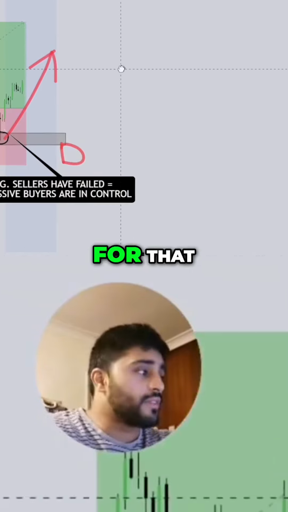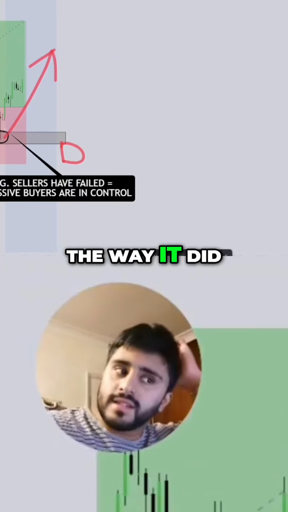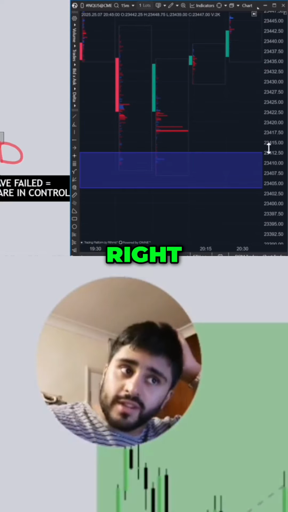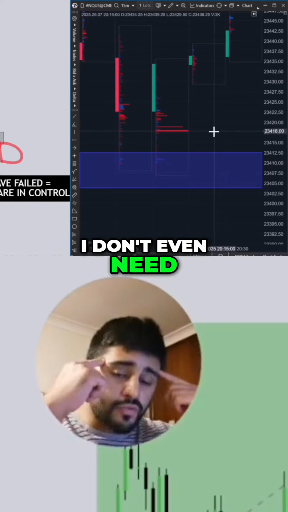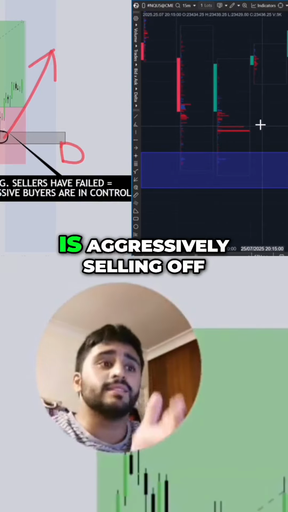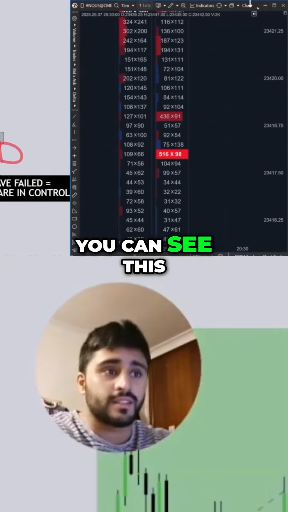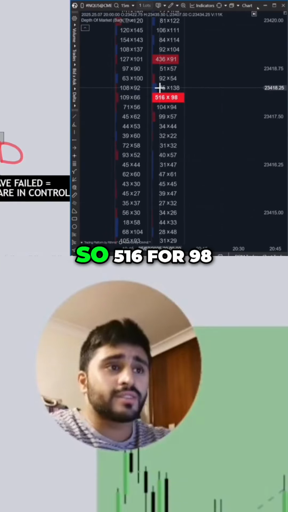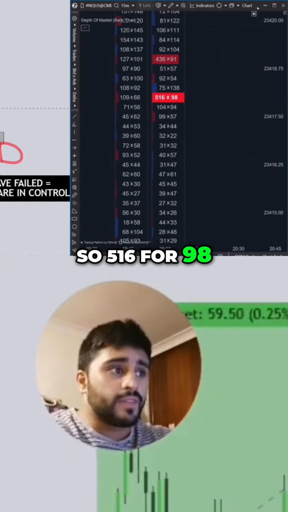And the reason why the market shot up higher the way it did is simply because of this, right? So when we look into here, I don't even need to read the numbers. I can see via the outliers the market is aggressively selling off. You can see this. So 516 for 98. That is this wick over here.